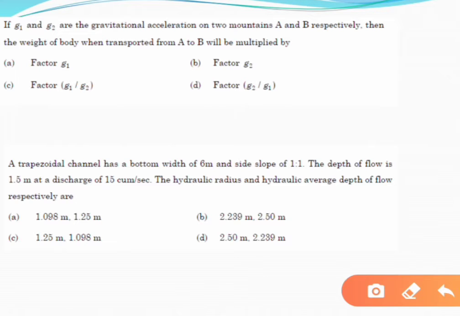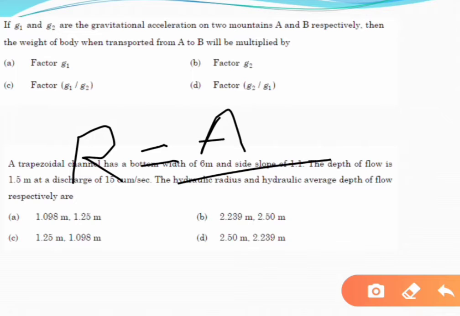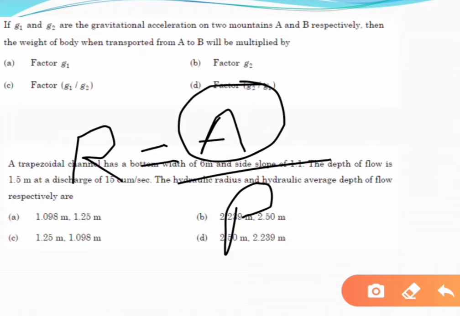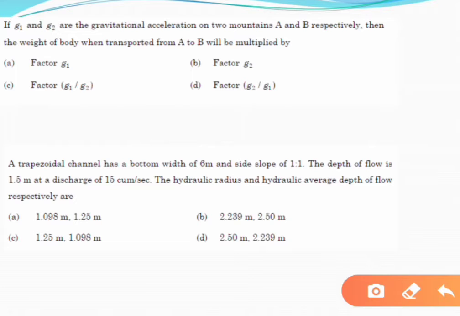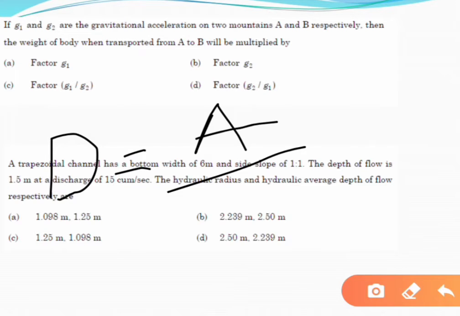What we know is that hydraulic radius R equals A by P. So first of all we need to calculate the area of that particular trapezoidal section and the perimeter of that particular trapezoidal section. And second is hydraulic depth, that is denoted as D. It is the ratio of area to T. Then we need to evaluate hydraulic radius and hydraulic depth.